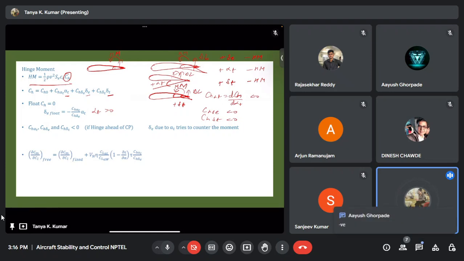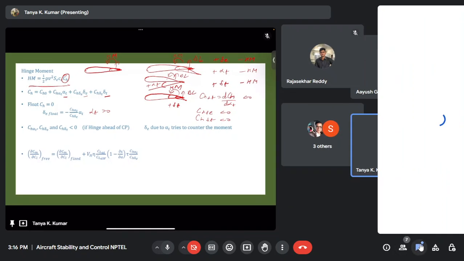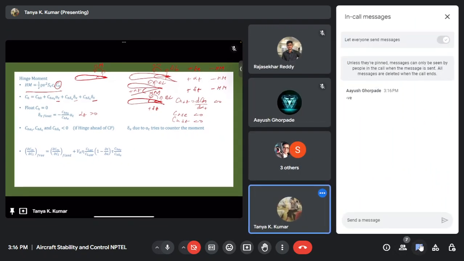Negative, yes. So CH alpha tail and CH delta E are both negative, and CL alpha tail is positive, so your delta E float will be negative. So does that mean the elevator will float upwards or downwards? If I get delta E freely floating as negative, does that mean my elevator floats upwards or downwards?